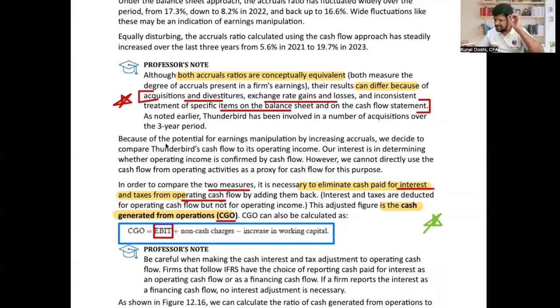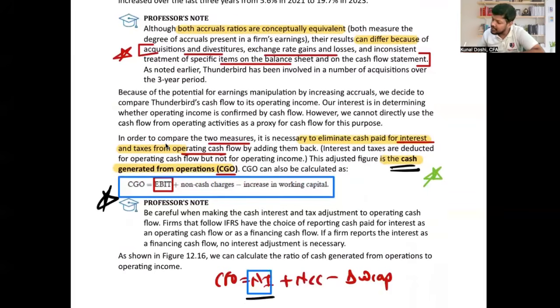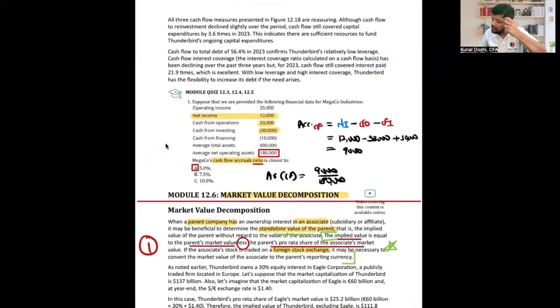But before that, there was just one small difference with respect to the CGO. Well, you have heard of CFO, that is cash flow from operation. But cash generated from operation has only one difference: instead of net income that we use in CFO, you use EBIT here. That is cash generated from operation. Just keep that in mind. That's the only new thing here.